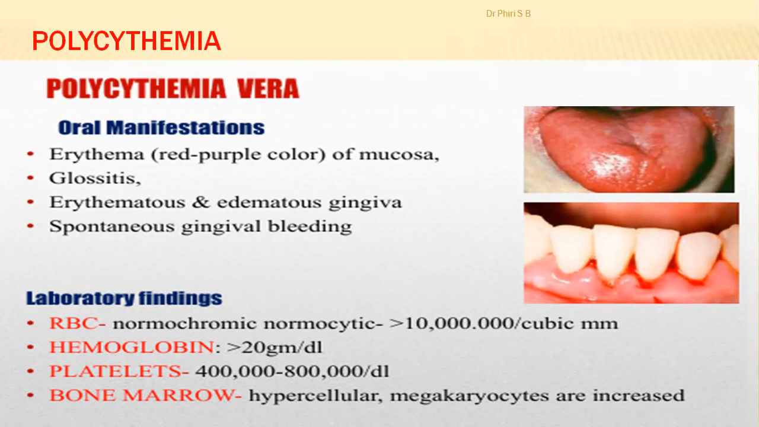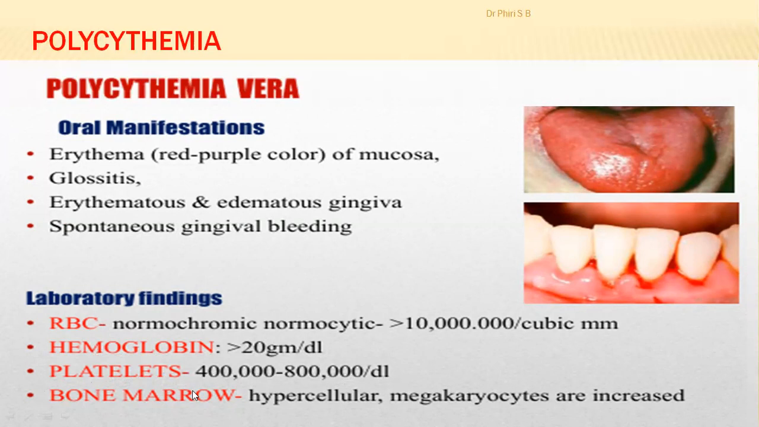The normal amount of red blood cells that a person should have depends on whether you're male or female. Males have more, on average 5 million red blood cells per cubic millimeter of blood. But here you have an increase, more than 10 million red blood cells per cubic millimeter of blood. That's an increase, hence the name polycythemia. Then the hemoglobin content will also be increased, greater than 20. Platelets will increase. The normal number of platelets should be 150 to 400,000, but here you have 400 to 800,000 platelets per deciliter of blood.